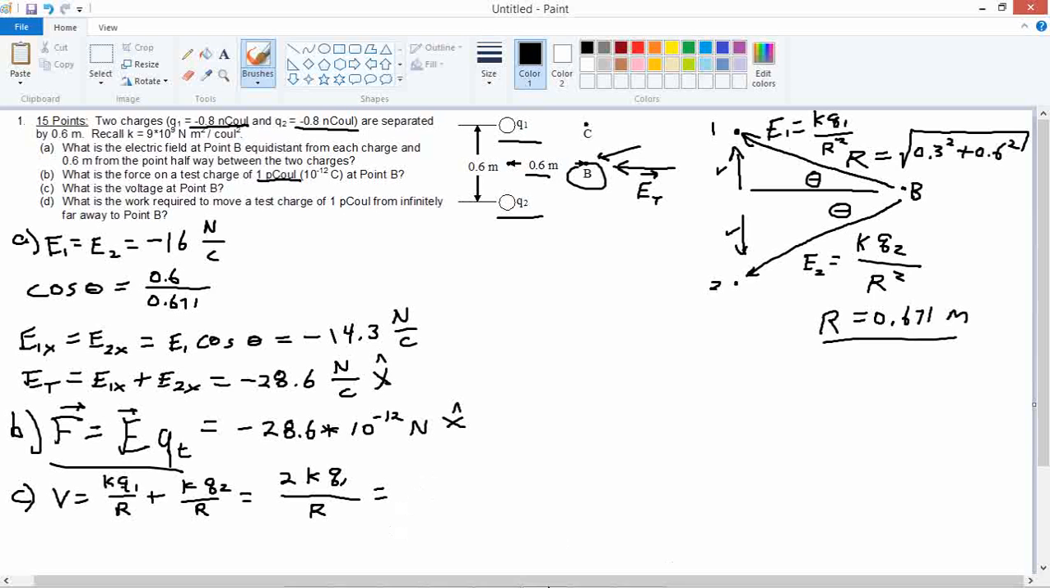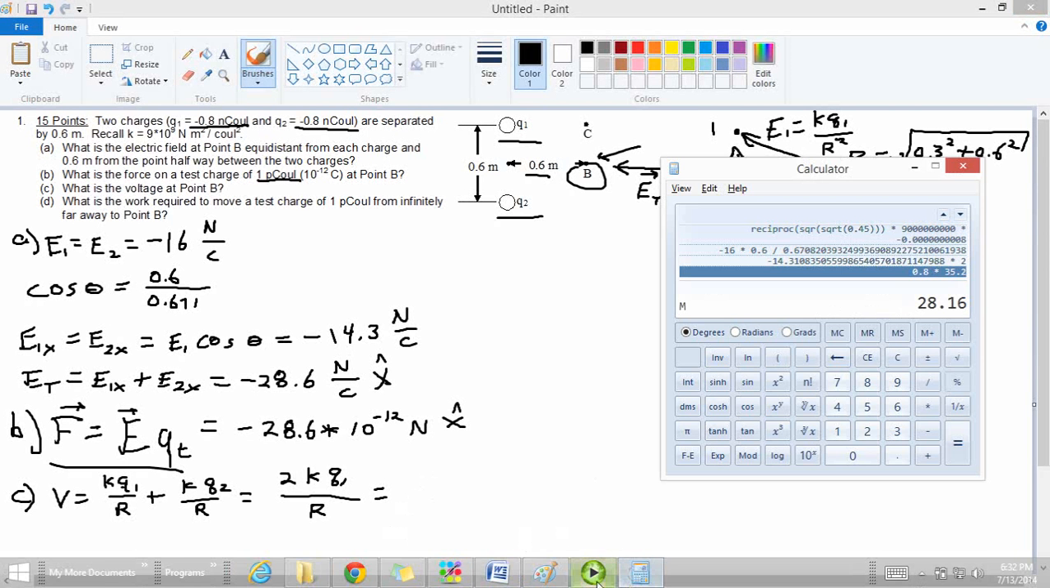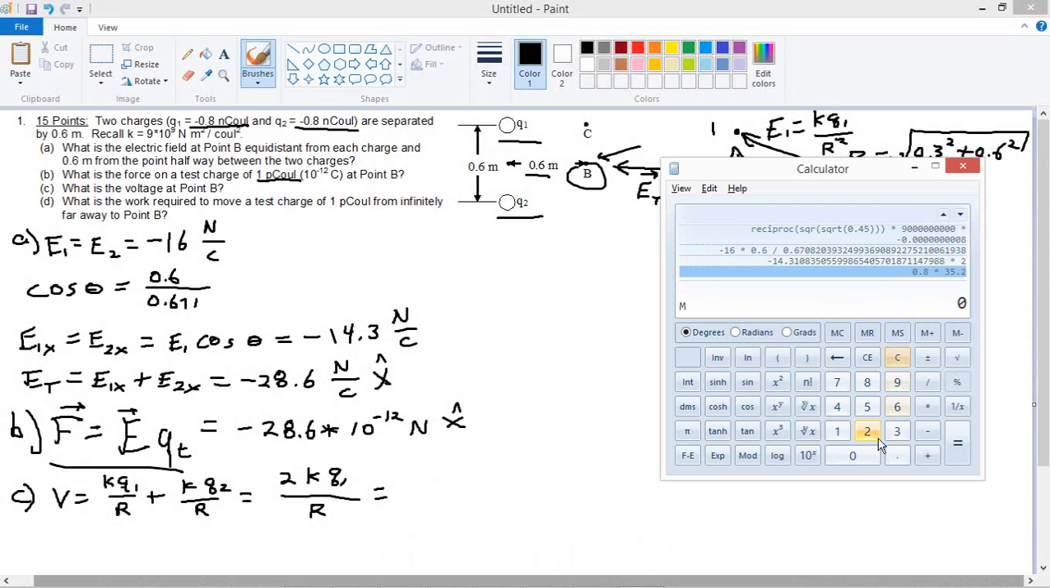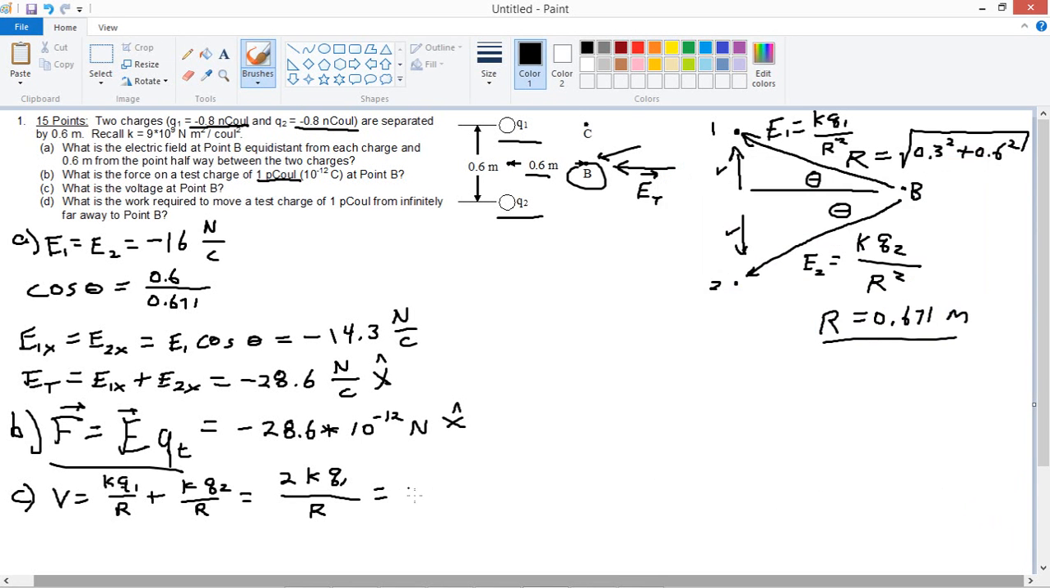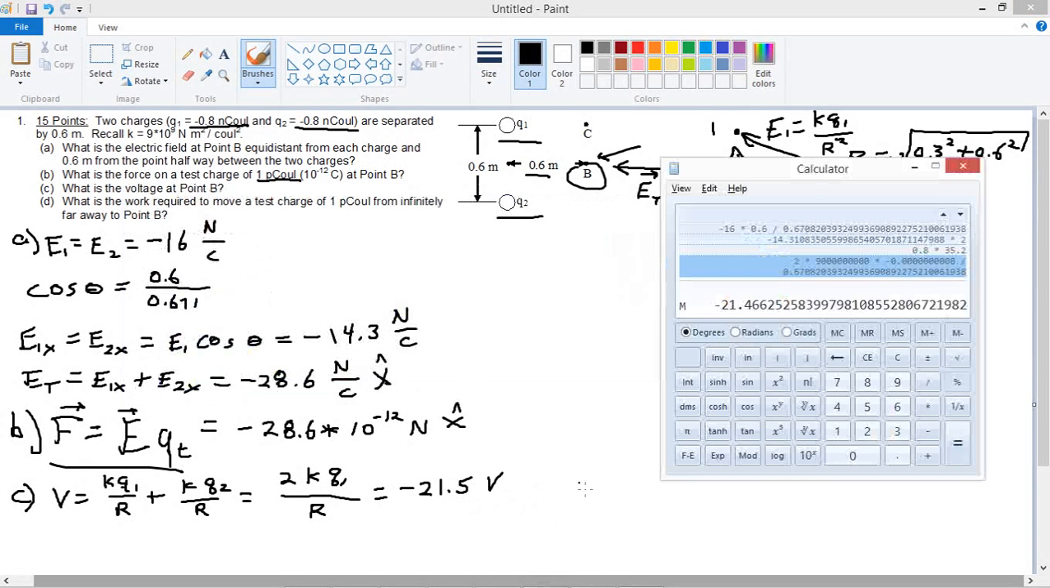Okay, now we plug and chug. Get in the calculator. 2 times 9 times 10 to the 9th times negative 0.8 times 10 to the negative 9th power, 0.8 nanocoulombs, divided by R, which is in our memory. Boom. Voltage, negative 21.5 volts. Double check that, negative 21.5, yeah, good.